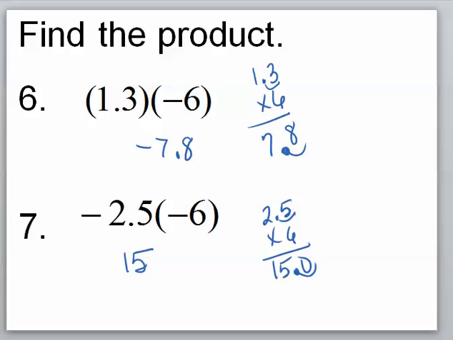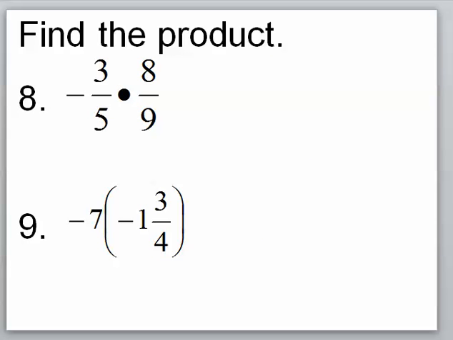The next one, fraction. When you multiply fractions, you don't have to have common denominators. What you do need to do is just multiply the numerators together. 3 times 8 is 24. And the denominators together, 5 times 9 is 45. A negative times a positive is a negative.